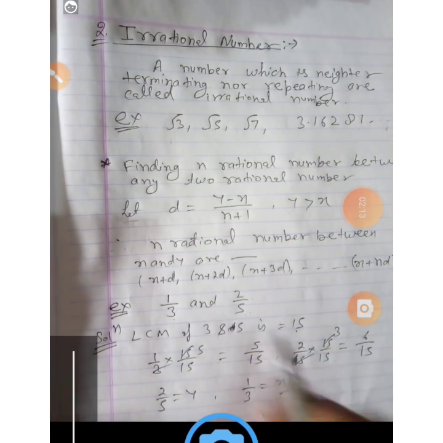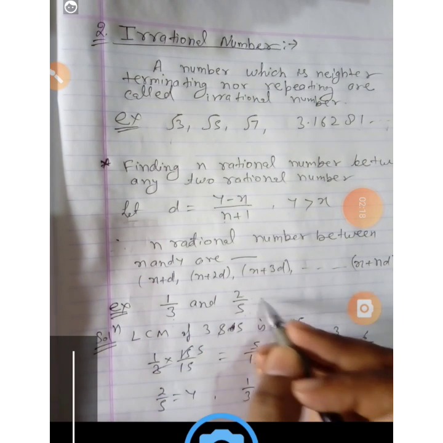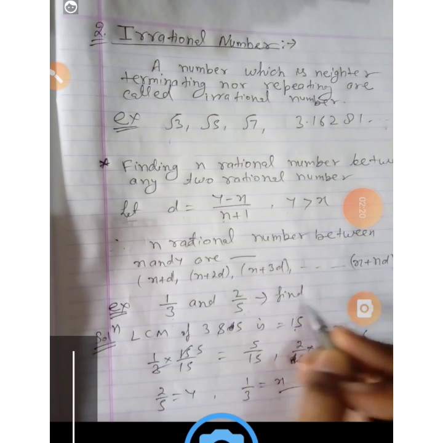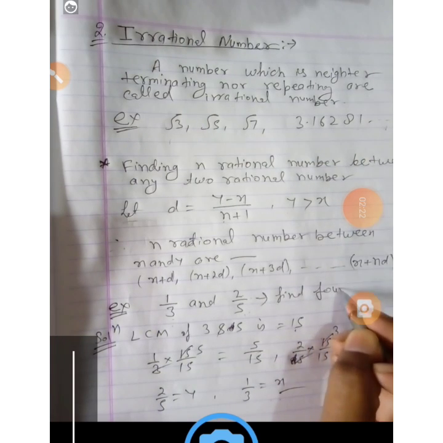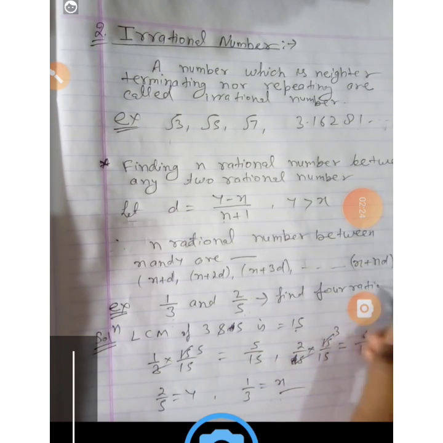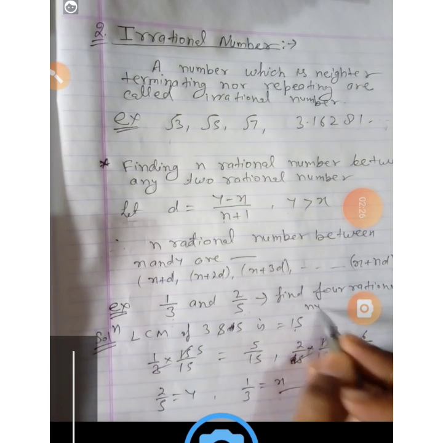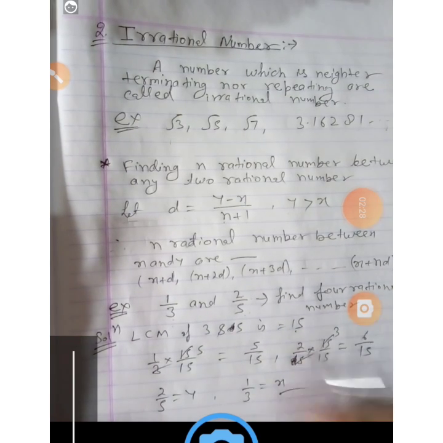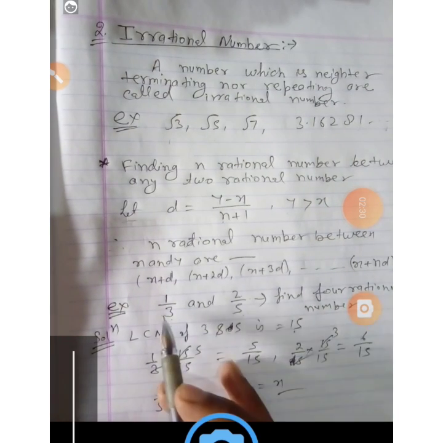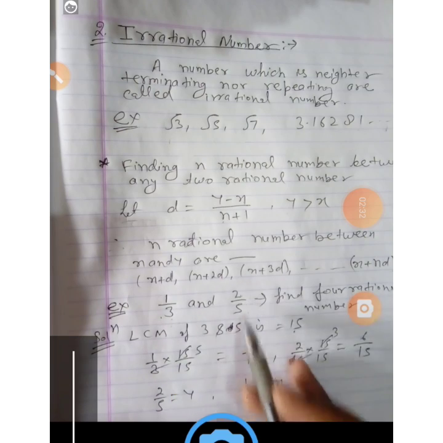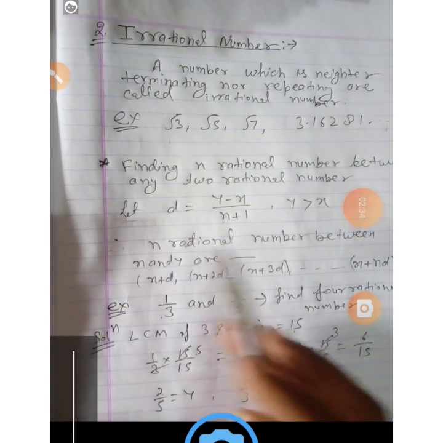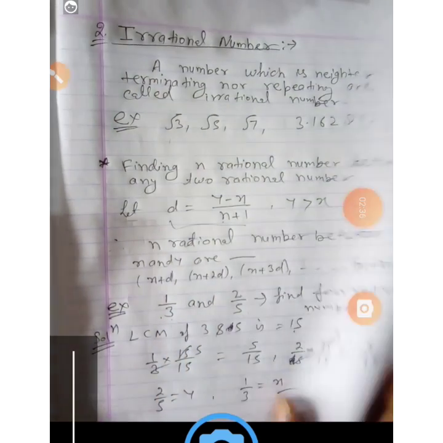And then after this, here there is one question: find 4 rational numbers. Here we want to find 4 rational numbers between 1 by 3 and 2 by 5. So use this formula. First of all, find D.